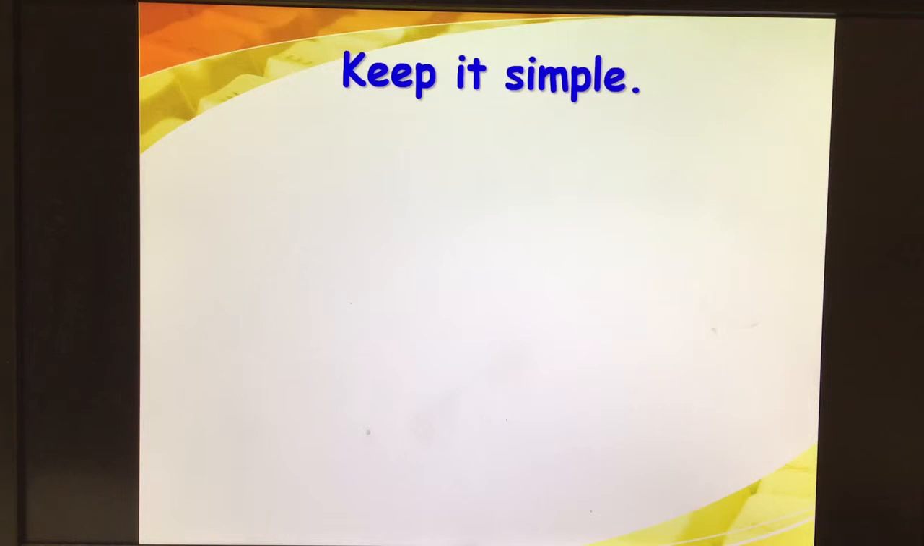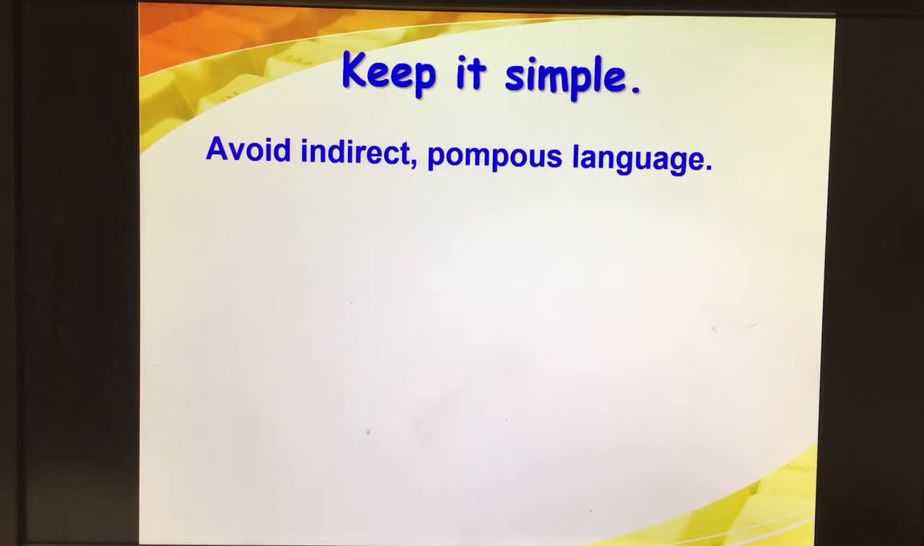First of all, keep it simple. This is number one on your notes. I realized as I was making this video, or at least reading through the notes before making this video, that we're in section 2 now, where it says revising for clarity, conciseness, and readability. And the very first point, number 1, is to keep it simple. Under that, it doesn't show up here, but it should say avoid indirect pompous language. Pompous means impressive sounding language, haughty sounding language.